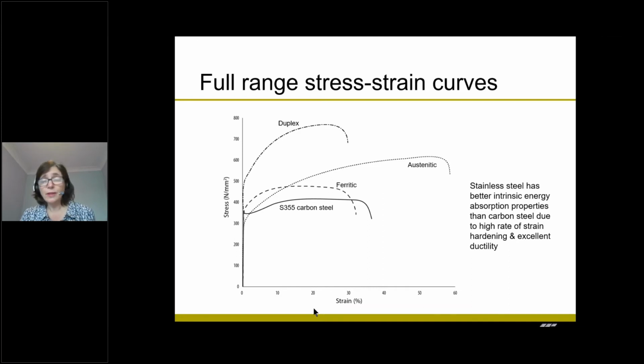Of course, austenitic stainless steels are used on bridges, maybe more typically for applications like hand railing. But for the actual load-bearing members, duplex stainless steels are more appropriate.